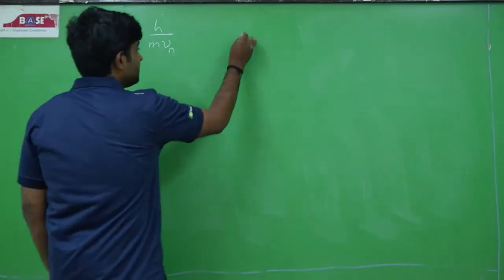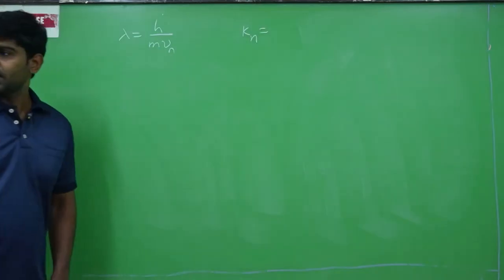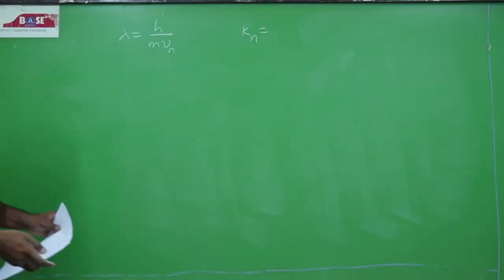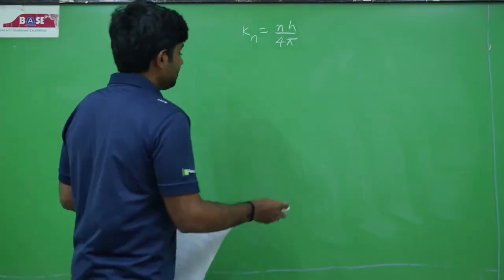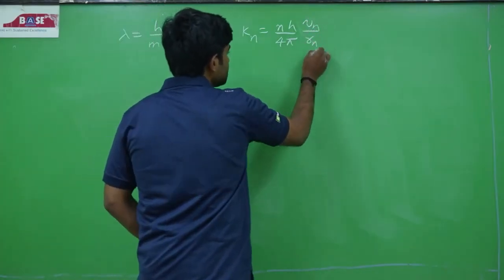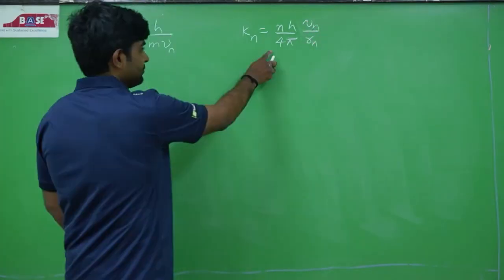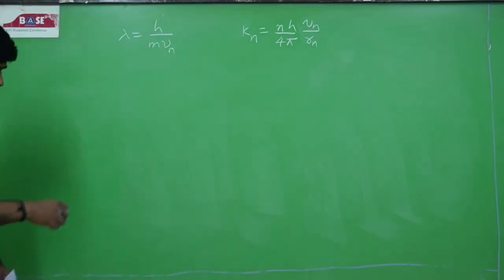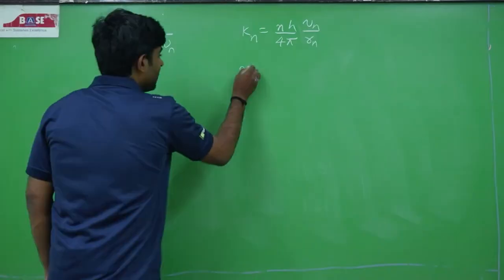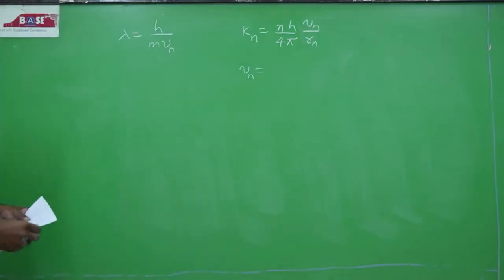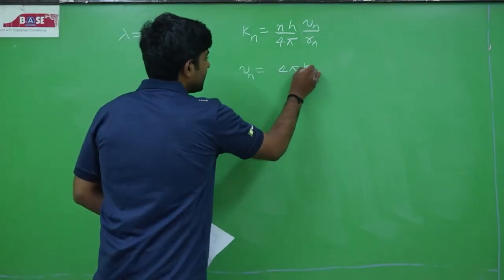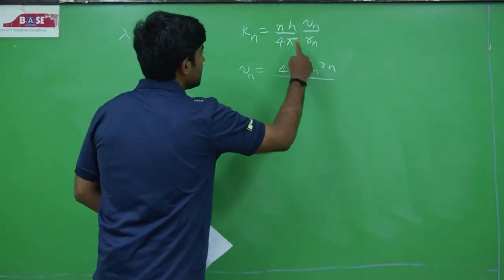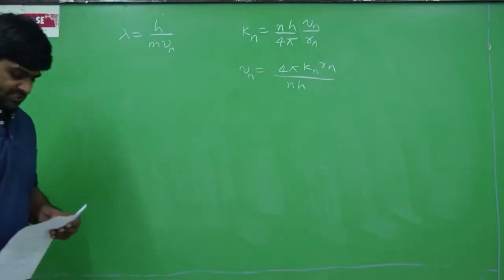We have already developed the kinetic energy in the nth orbit. Kinetic energy in the nth orbit is given as nh by 4 pi times vn by rn. This is the expression that we developed in the last section. Now for the velocity in the nth orbit, let us reorganize this the other way. We can just write 4 pi Kn Rn divided by nh. We are just reorganizing it.